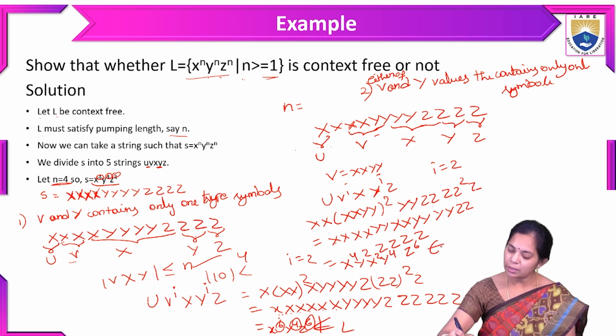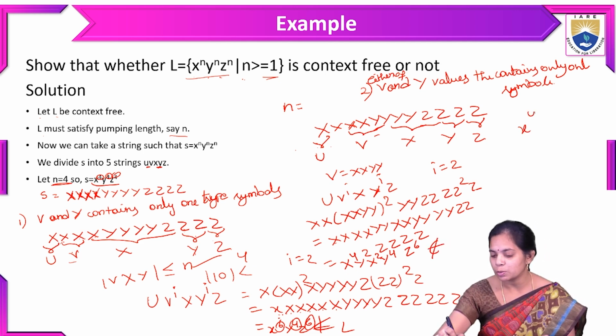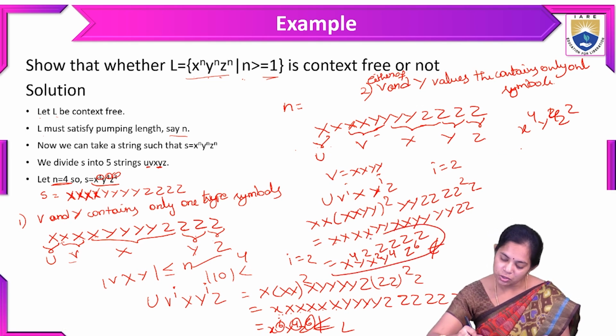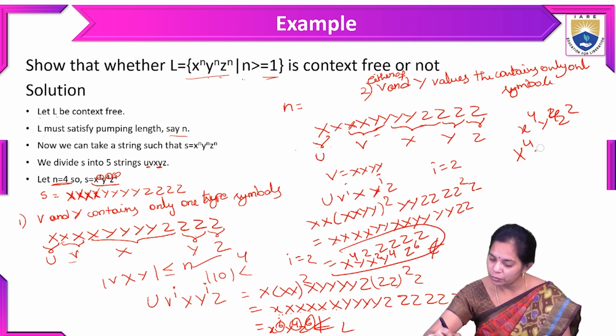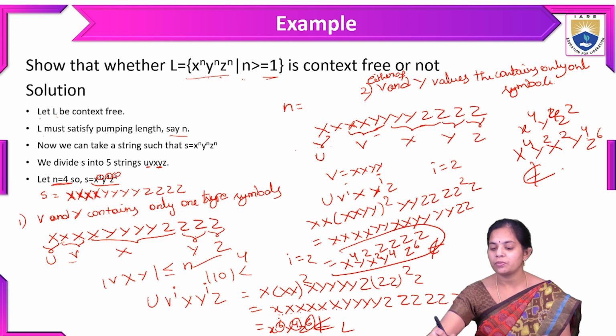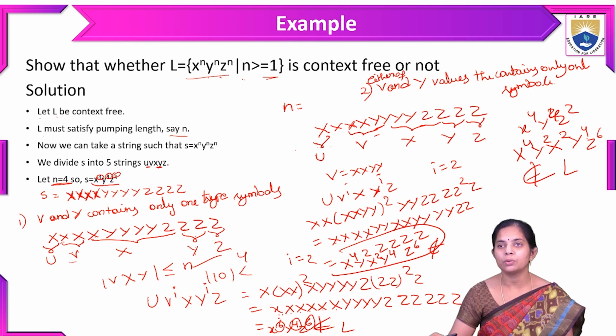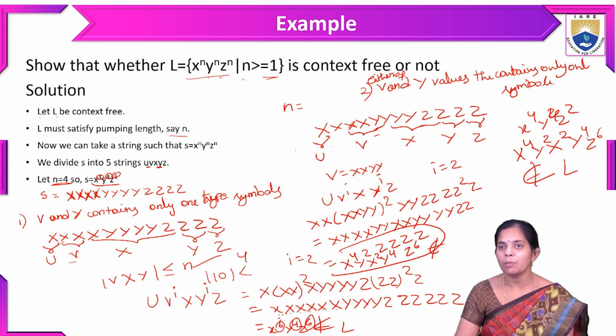So this is not our pattern. Our pattern is x power 4, y power 4 and z power 4. Here in this final extraction we got x power 4 and y power 2, and again x power 2. So this is not our pattern, so the given language is not a context free language. This is how we take one example and show that the given language is not a context free language with the pumping lemma.